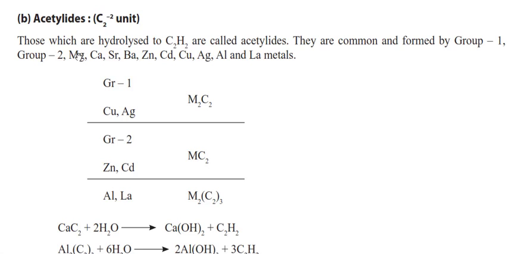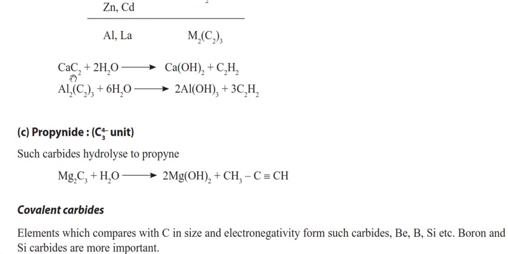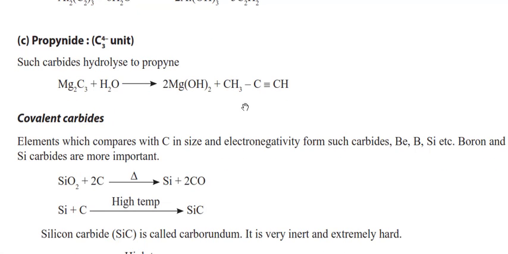Similarly with acetylenides, those which are hydrolyzed to C2H2 are called acetylenides, and they are commonly formed from group 1 or group 2. Like calcium carbide, if you do hydrolysis, you will get acetylene. Similarly, aluminum carbide with hydrolysis gives acetylene. And for propenides, they produce propyne. So such carbides hydrolyzed to propyne, this is your product. That's why it is known as propenides.